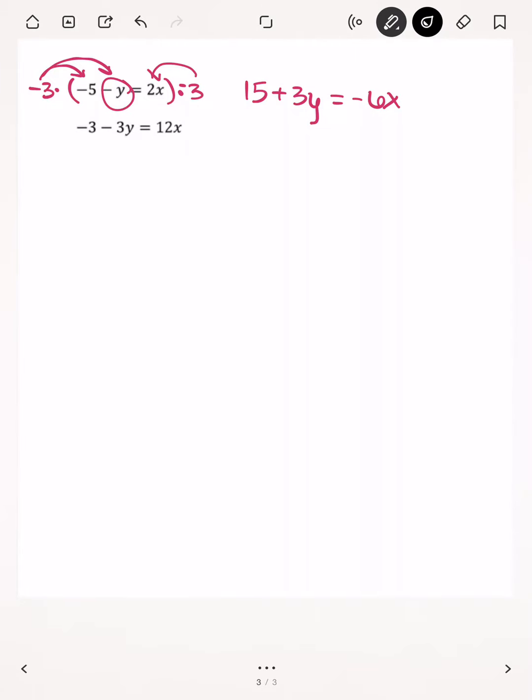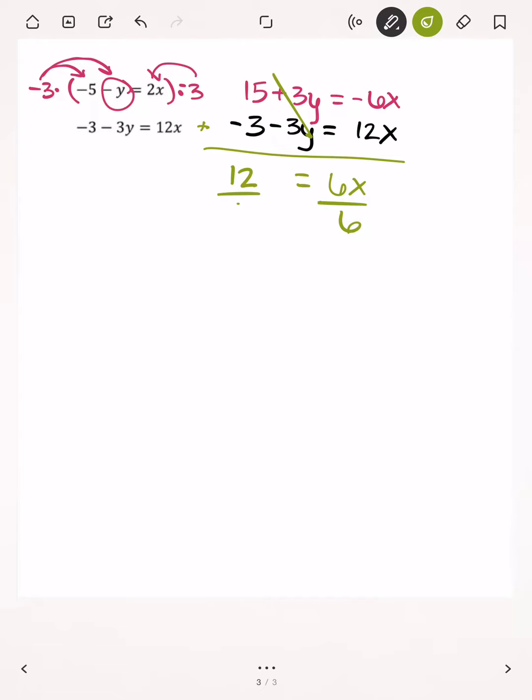This second equation gets to stay the same. So negative 3 minus 3y equals 12x. Okay. I'm going to now add my two equations because I have my y values to be the same number but opposite signs. So 15 plus a negative 3 is 12. 3y minus 3y cancels out. Negative 6x plus 12x gives me a positive 6x. To solve for x, I divide both sides by 6. So x equals 2.